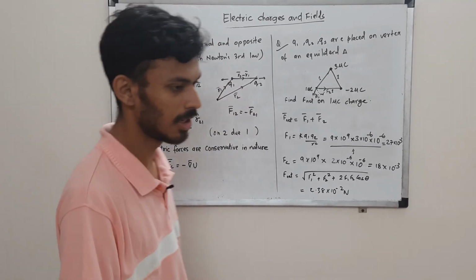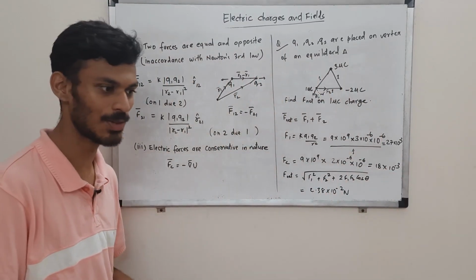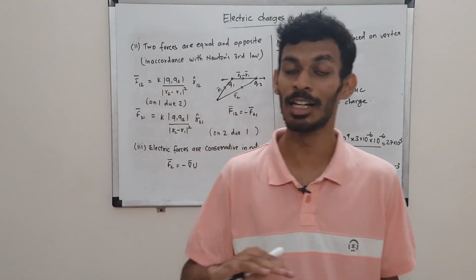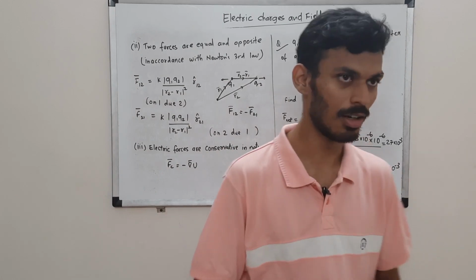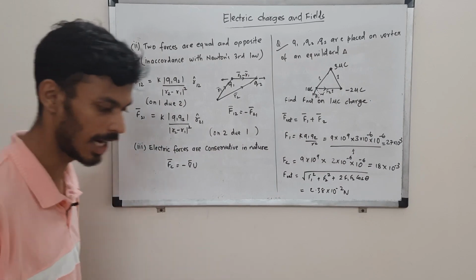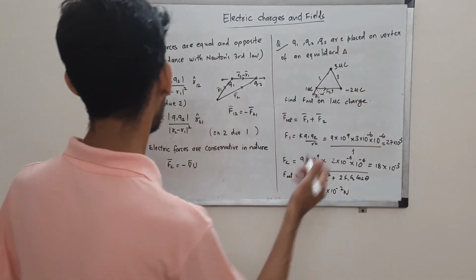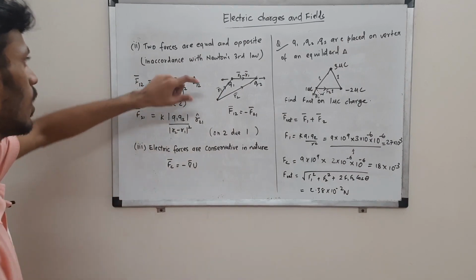Here the two forces that the two charges exert on each other are equal and opposite. These electrostatic forces are in accordance with your Newton's third law. So they are equal and opposite. We'll write the forces in vector form, and we'll prove that it is in accordance with your Newton's third law.